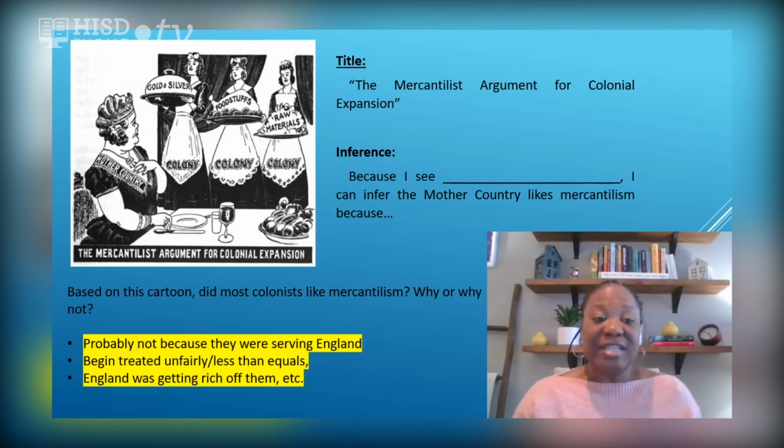And then lastly, England was getting rich off of the colonies. Look at the picture again. England was getting a lot of money. Listen, the colonies couldn't trade with anybody else. They could only trade with England. So who does that benefit the most? Does it benefit the 13 colonies or does it benefit the mother country, which was England? Probably England.